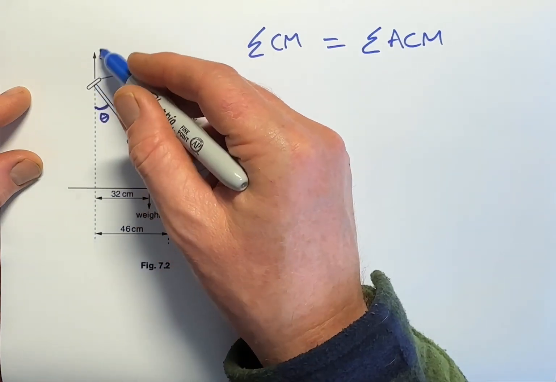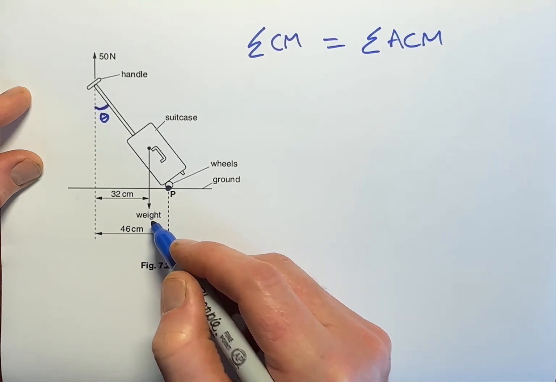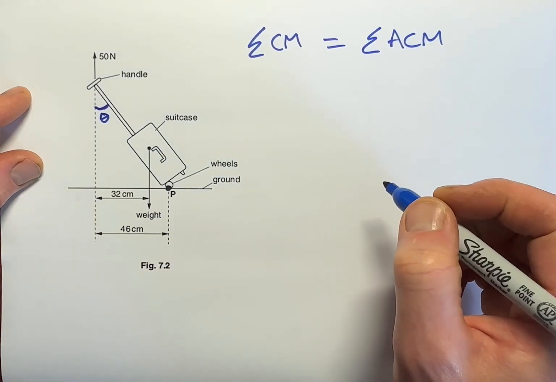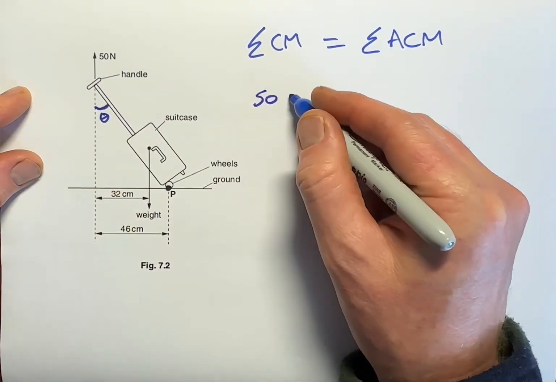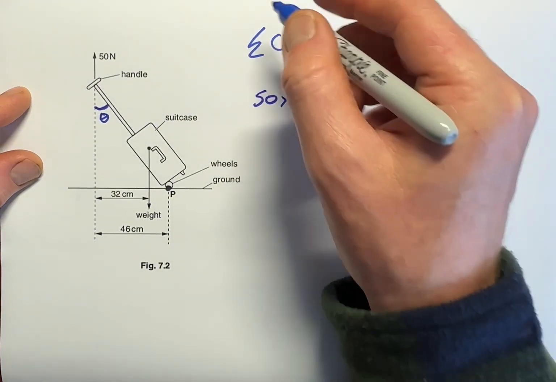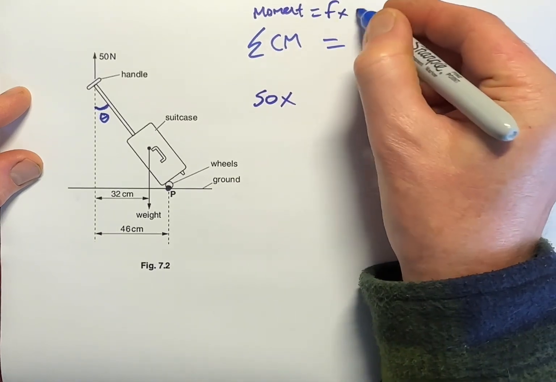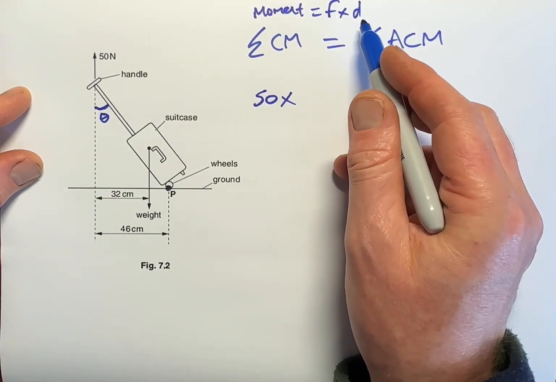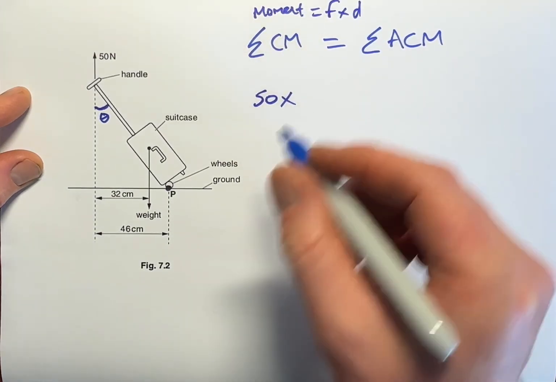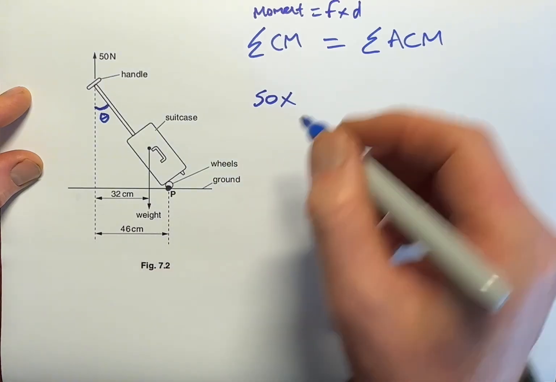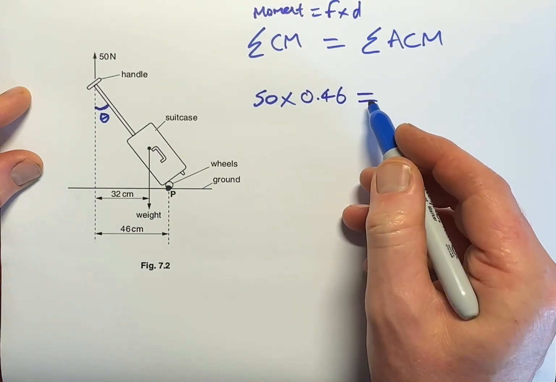So this force is producing a clockwise moment. This one's producing an anti-clockwise moment. And the whole point in this question is to work out what the weight of the suitcase is, and then work out the mass of the suitcase. So the clockwise moment is 50, so that's the force, multiplied by the distance. So we know that moment is equal to the force multiplied by the distance. But remember, this is the perpendicular distance from the pivot point. So force times distance, 50 times, and we're 46 centimeters from the pivot point. So I'm going to turn that into meters just to keep it in a standard unit. And that's got to be equal to the anti-clockwise moment.